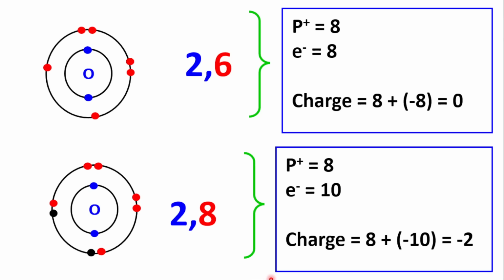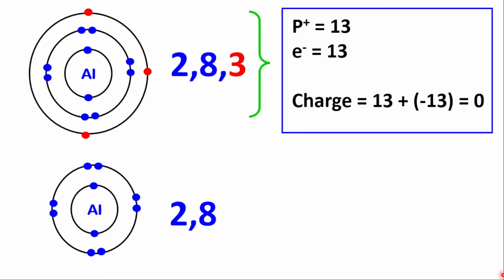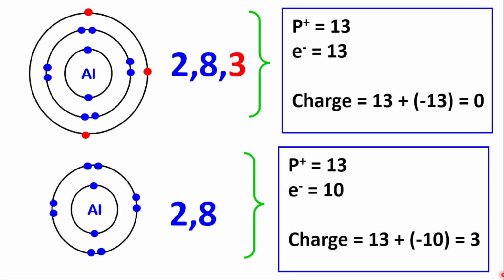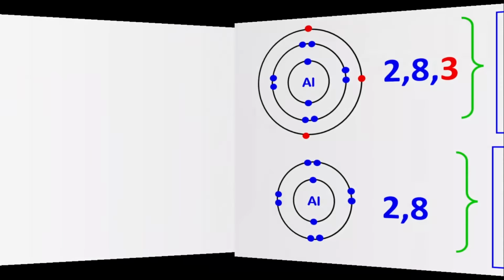Now, one more example here. I have more examples, but I'm going to skip over them in the interest of time. Aluminum, for example, has 3 valence electrons, so 2, 8 after it lost those 3 electrons. Metals lose electrons. Originally, 13 and 13, 0 charge. Now if it lost those 3 electrons, it becomes 13 protons and 10 electrons. So 13 positive plus 10 negative equals plus 3. Therefore, aluminum is 3 plus as an ion.